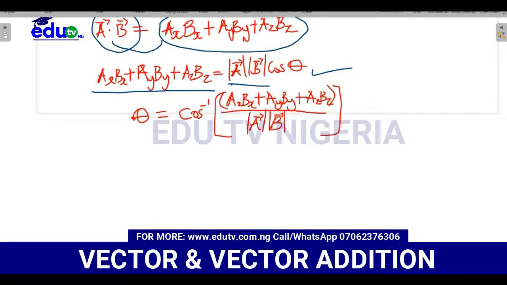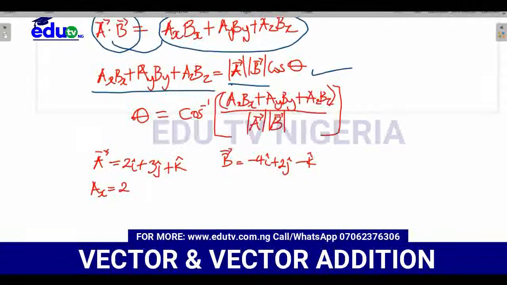Now, don't forget that vector A is given to us as 2i plus 3j plus k. And vector B is given to us as minus 4i plus 2j minus k. Now, the values of the vector given to us in three dimensions: A x is 2, A y is 3, A z is 1.